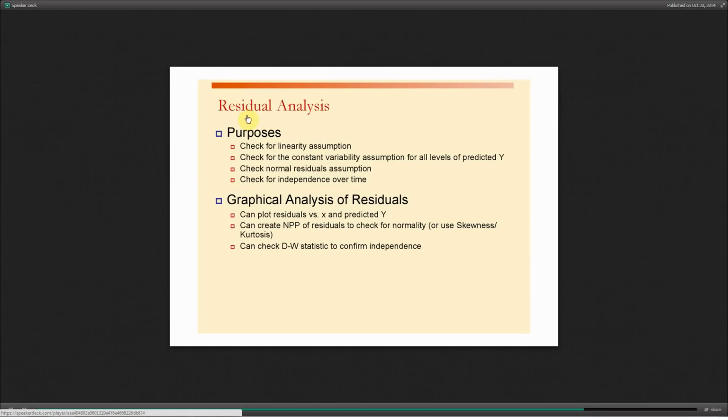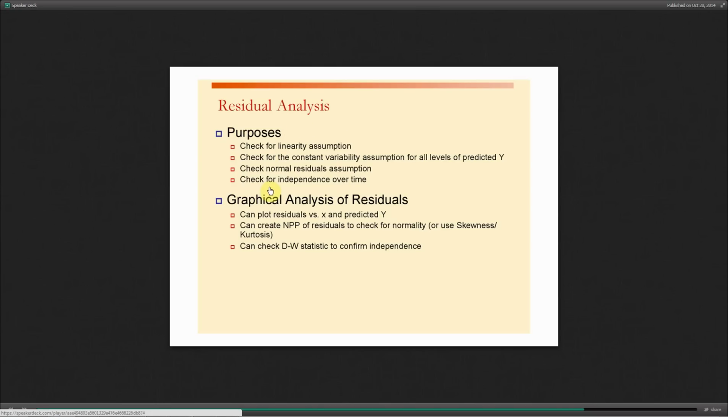Now, a residual, of course, is another word for error, or again, those epsilon i's, the difference between the predicted and the observed. So a residual analysis means we're going to analyze the errors to try to understand how good our assumptions are. So we need to check these four assumptions: the linearity assumption, constant variability, and the normal residuals assumption, and a check for independence over time.